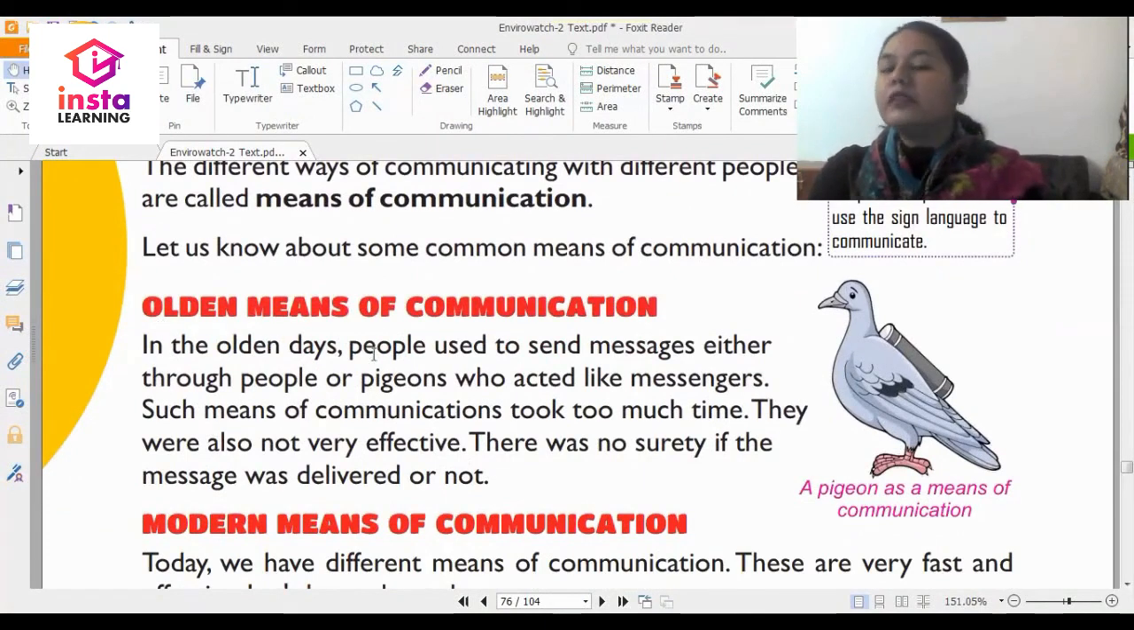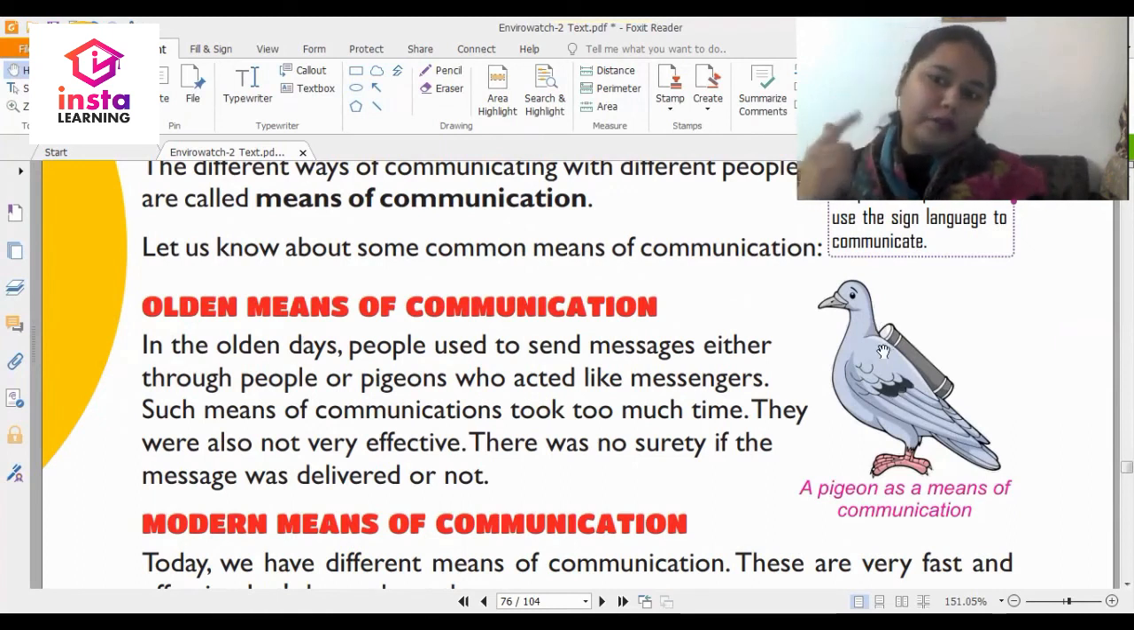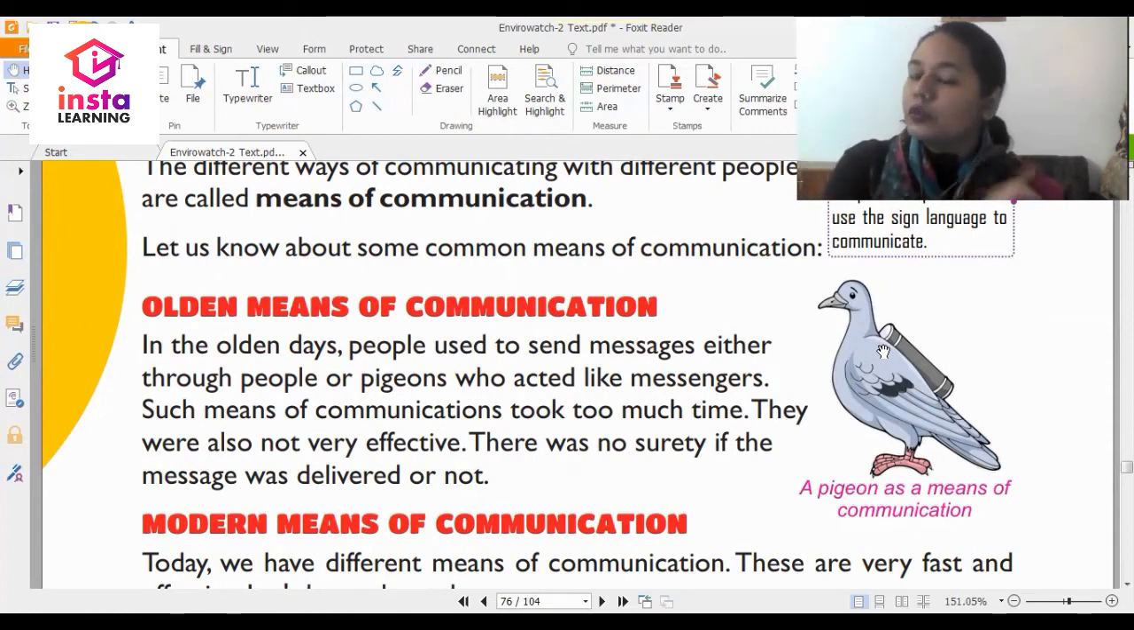So the oldest means of communication, how did communication take place? Many centuries back, people used to send messages either through people or pigeons who acted like messengers. Do you see this pigeon? And do you see something on its back? This is a scroll, a rolled paper put in a small metal box, which was tied to the pigeon, and then this pigeon used to carry that message to the person to whom it was to be delivered.